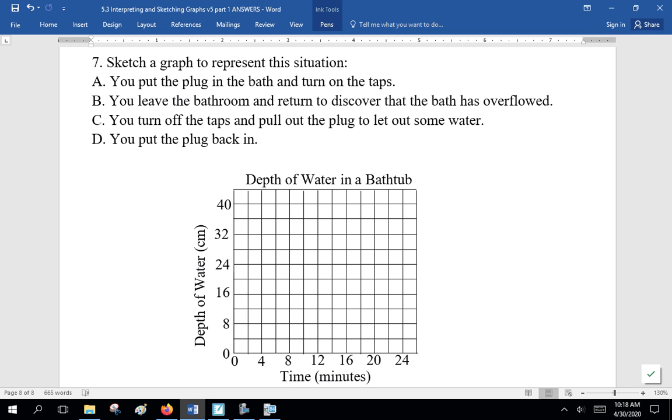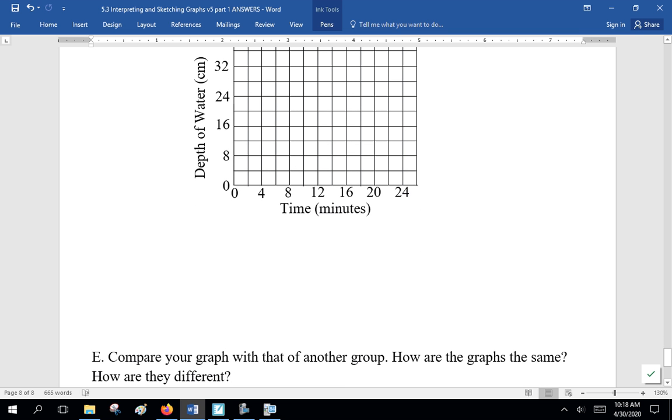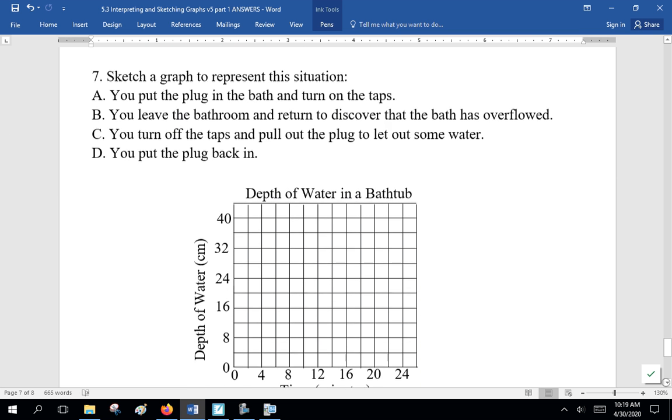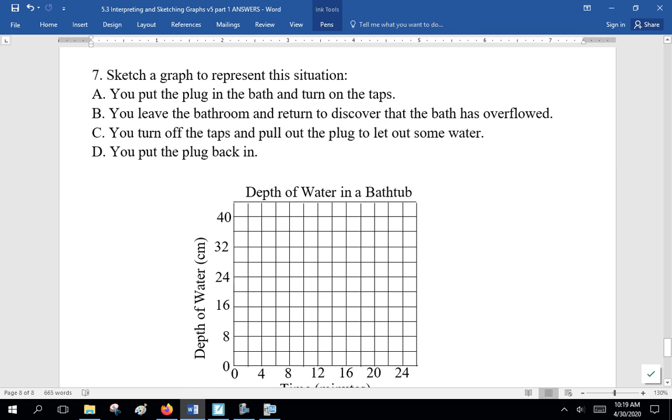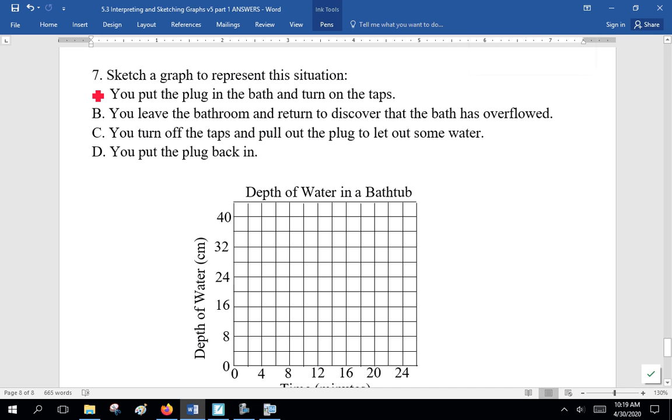What I want you to do is do that, and then we're going to do part E together. Compare your graph with that of another group. Now, there's no other group, just you and me. So, I'm going to pause the recording. I want you to draw your graph and then compare it to mine, okay? So, pause the recording. Get it done. Come back.